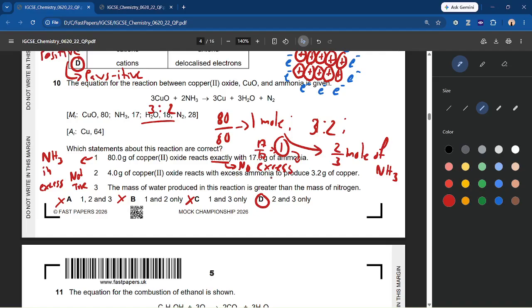4 grams of copper oxide reacts with excess ammonia to produce 3.2 grams of copper. So you see, they're mentioning over here the mass of water produced in this reaction is greater than the mass of nitrogen. Again, because 3:1, that's correct, because this has a higher molar ratio. And over here, if you do the math, 4 grams of copper oxide, so 4 divided by 80 is 0.05 moles. The molar ratio is 3:3, so 0.05 into the Ar of copper, 64, is equal to 3.2. So we're fine on that now.